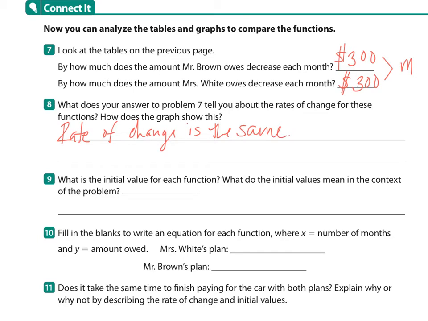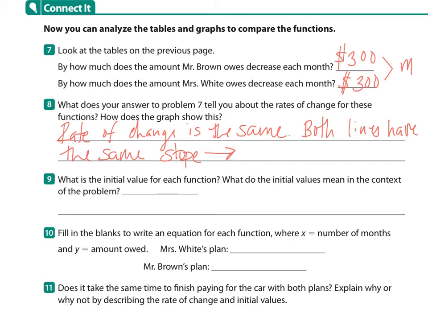What does the graph show, or how does the graph show this? Well, this is the cool part. Both lines have the same slope. And this is where we get that special kind of line.